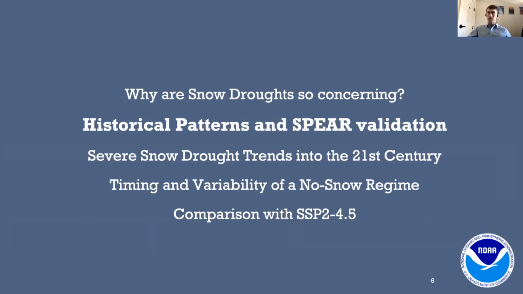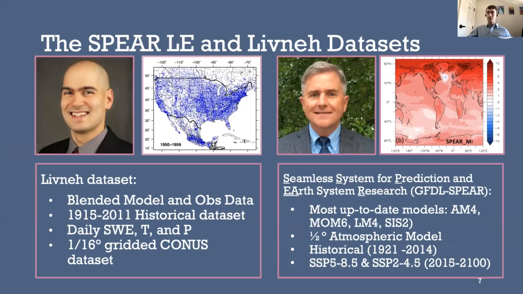So let's introduce some of the data sets that we were working with, as well as some historical patterns. So we just heard from Ben Livna. I actually used one of his data sets in my project. So I used one of his blended model and observational data sets that ran from 1915 to 2011 with daily SWE, temperature and precipitation, and that's continental US. We also used Tom Delworth's GFDL SPEAR. That's kind of a long title there. It's using up-to-date land, ocean, atmosphere, and ice models using an experiment that runs both the historical period, similar to the Livna data set, as well as two modeled future scenarios under different forcing. So SSP5-8.5 and SSP2-4.5.